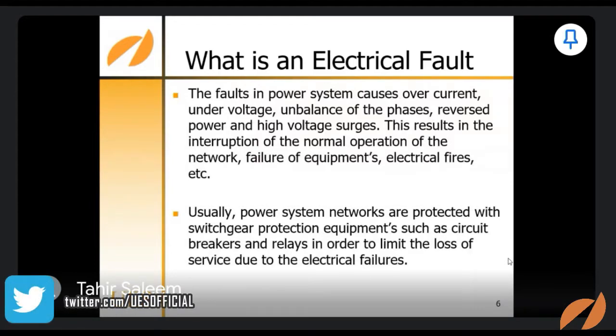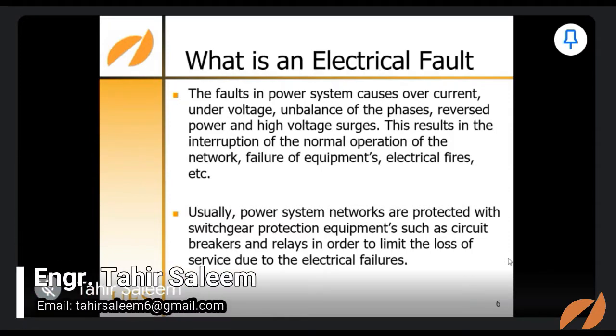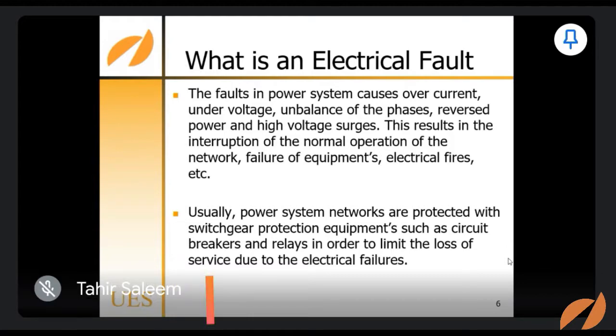The fault in a power system causes overcurrent, undervoltage, unbalance of the phases, reverse power, and high voltage surges. This results in interruption of the normal operation of the network, failure of the equipment, electrical fires, etc. Usually, power system networks are protected with switchgear protection equipment such as circuit breakers and relays in order to limit the loss of service due to electrical failure. The main thing is how to select our protective system.